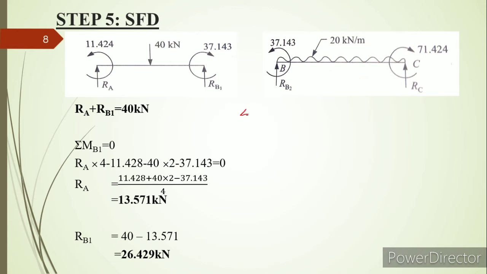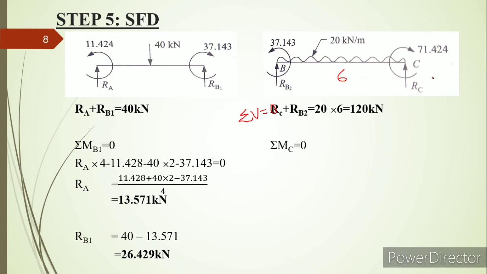Follow the similar procedure. Sigma vertical force equal to 0. First step, summation of all the vertical forces equal to 0, which is RC plus RB2 is equal to the loads. The load acting in the downward direction is 20 kilonewton per meter along the span. Therefore, total load is 20 kilonewton per meter into span 6, that is 20 into 6, 120 kilonewton.